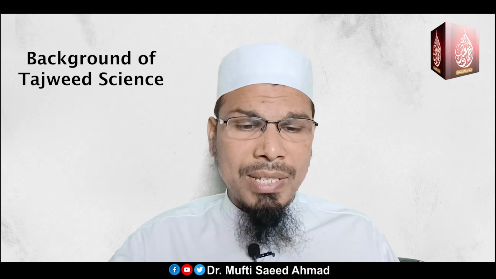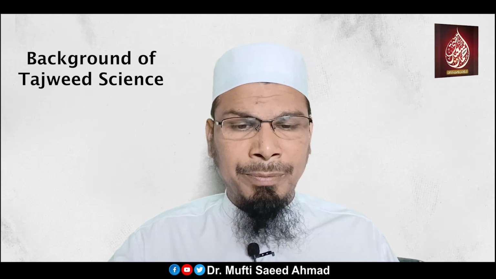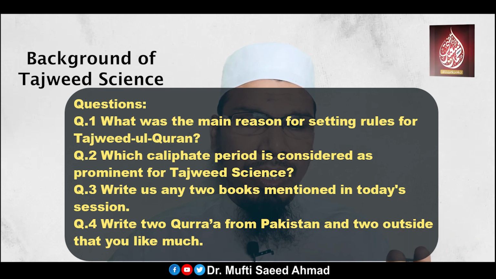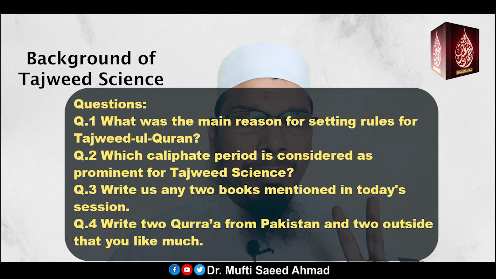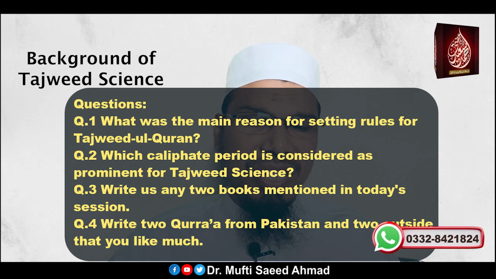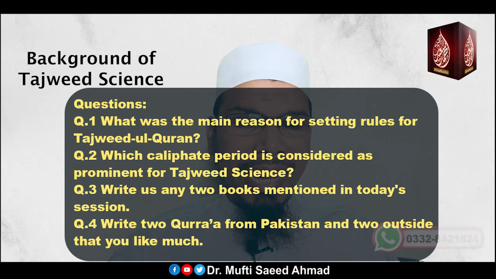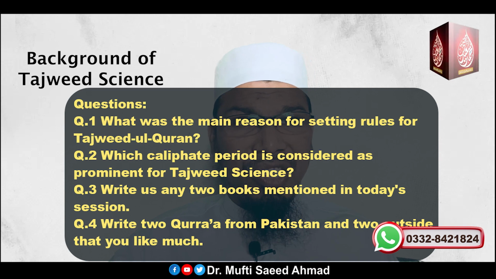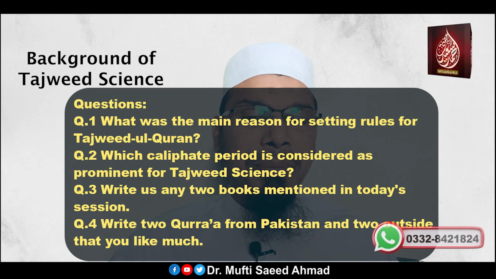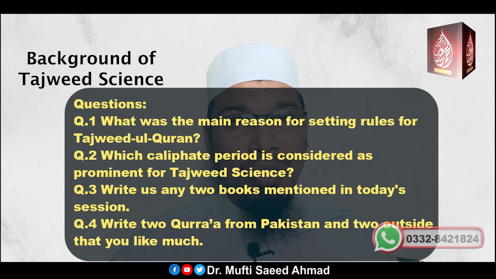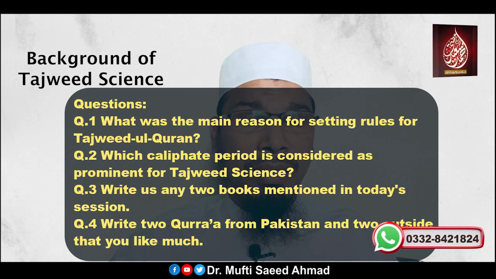And here are the questions for the course learners. Number one, what was the main reason for setting the rules for Tajweed-ul-Quran? Number two, which caliphate period is considered prominent for Tajweed science? Number three, write any two books mentioned in today's session for Tajweed science. Number four, write the names of the Qurra, two from Pakistan and two from outside Pakistan, that you like much.